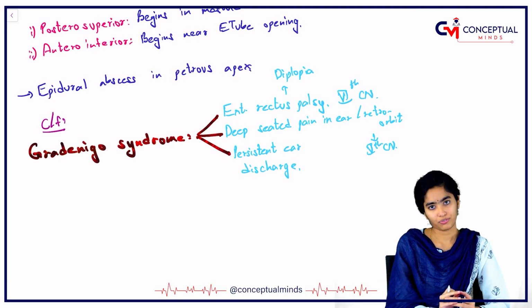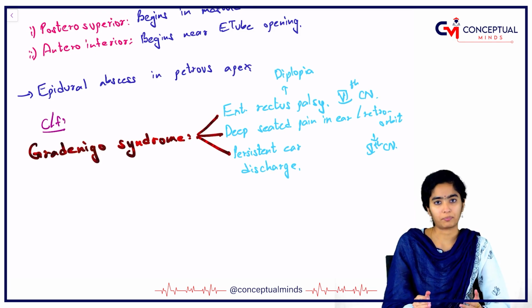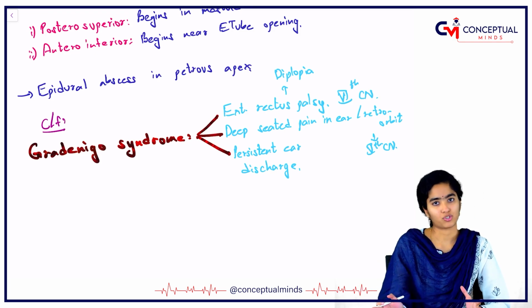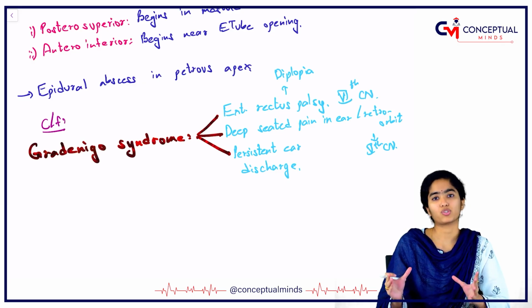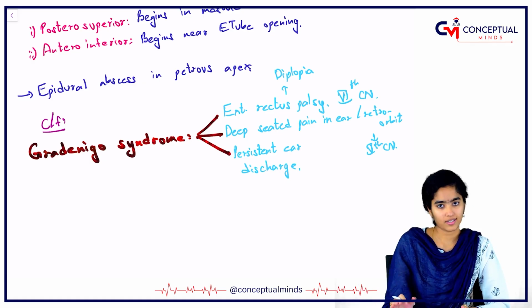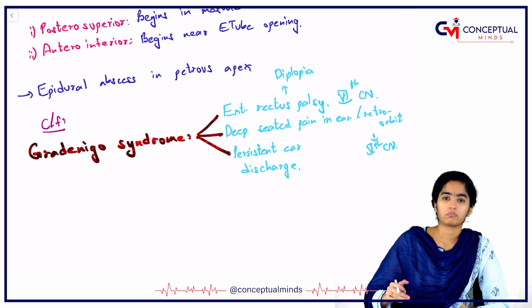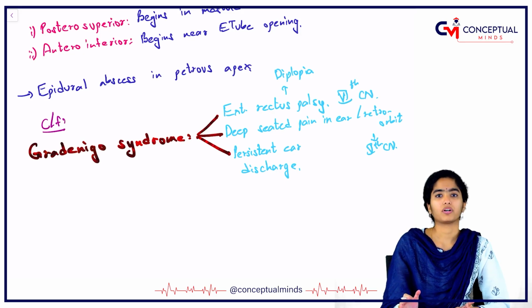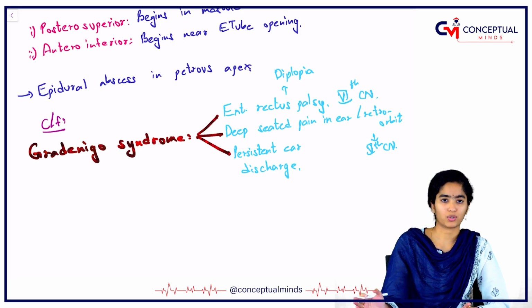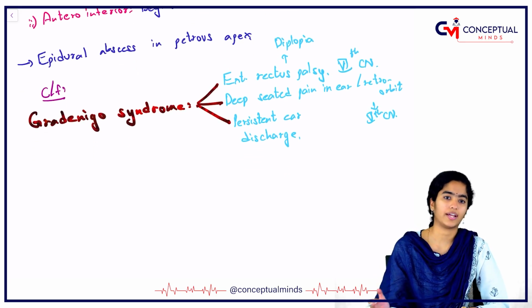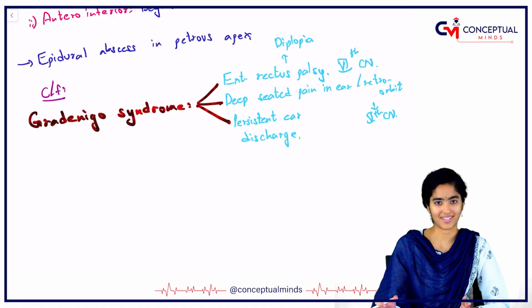Now, with the advent of antibiotics, with the modern treatment, it's rare that we see all the 3 in a single patient. It's quite uncommon to see the complete triad and label someone as Gradenigo syndrome. Persistent ear discharge will be there with or without deep-seated ear pain. That itself points out towards petrositis. And of course, the constitutional symptoms such as fever, headache, neck rigidity, all of them will be present.